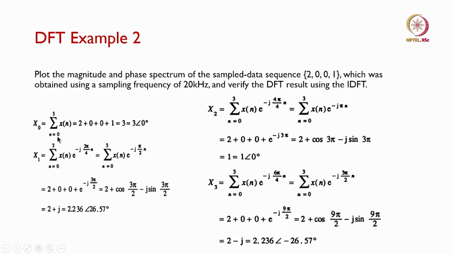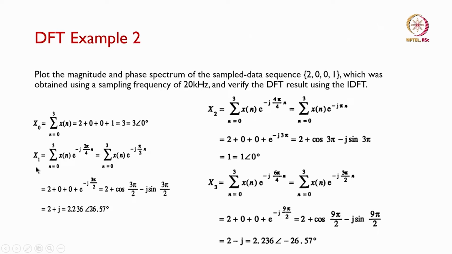So, for n equal to 0 to 3, x of n, because our k is equal to 0 in this case, e power minus j will be 1. So it is x of n, which is nothing but 2 plus 0 plus 1, equal to 3. Its magnitude is 3, and it is at an angle of 0 degrees.